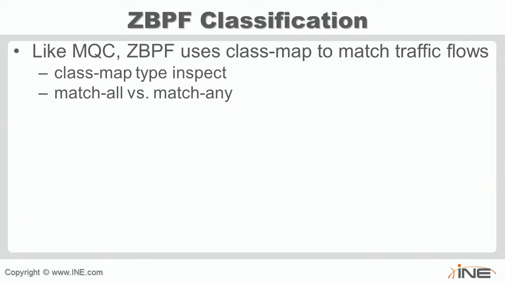If I were to say match any, we could use that, for example, for a class that is matching our peer-to-peer file sharing applications. Like we could say class map type inspect, match any file sharing, that says match protocol BitTorrent, match protocol Kazaa, etc. Where in that case, as long as one of the matches is true, then the entire class is true.